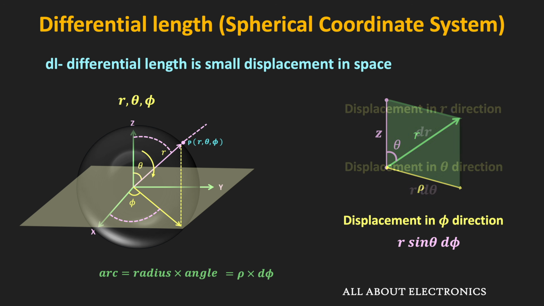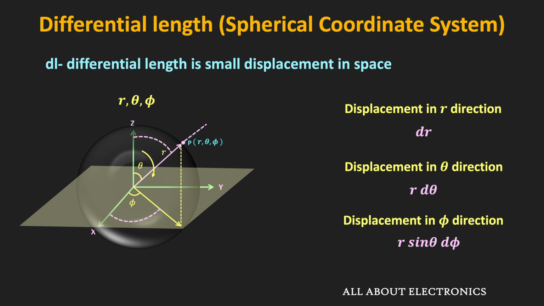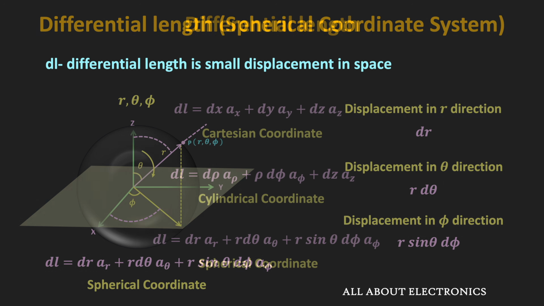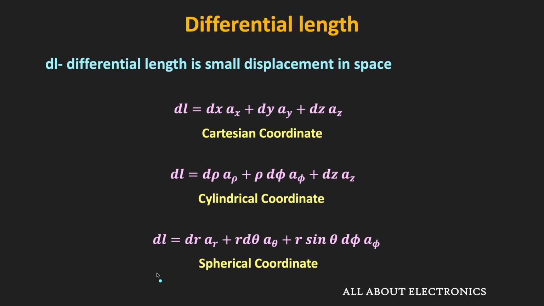So in this way, these are the three components of the displacement in the spherical coordinate system. And therefore, the differential length in the spherical coordinate system can be given as dr times ar plus r dθ times aθ plus r sin θ times dφ times aφ. So in this way, based on the coordinate system, we should use the suitable expression of the differential length.